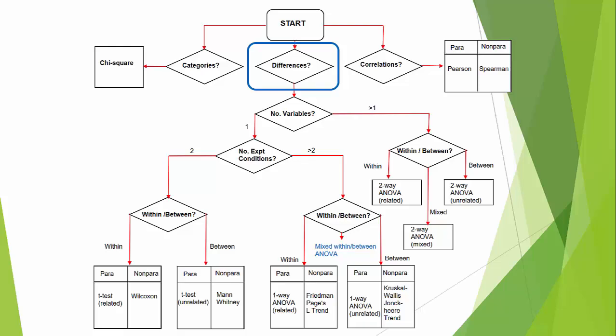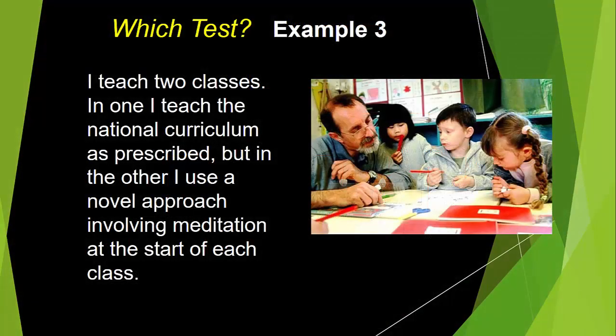or rather more decisions. An example of this might be, suppose I teach two classes. In one class, I teach the national curriculum as prescribed, but in the other, I use a novel approach involving a short group meditation at the start of each lesson. I am interested to know if there is a genuine difference in their end-of-year evaluations that could be attributed to this intervention. So in summary, if we have two or more groups and the data is higher than nominal, i.e. is ordinal, interval or ratio, and this is now typically an intervention, then we must choose a differences test.